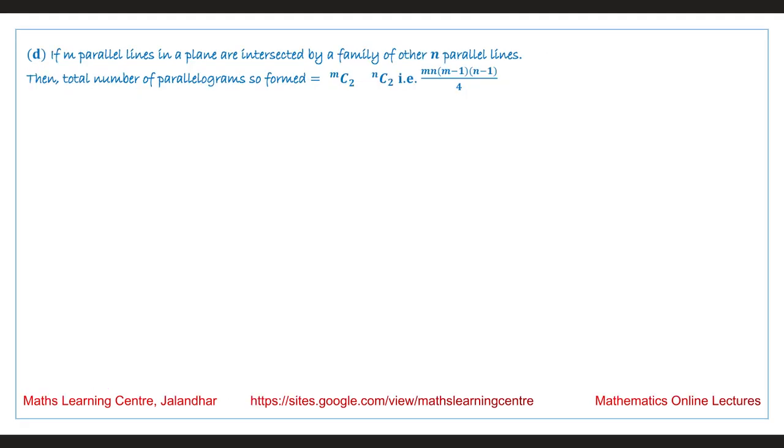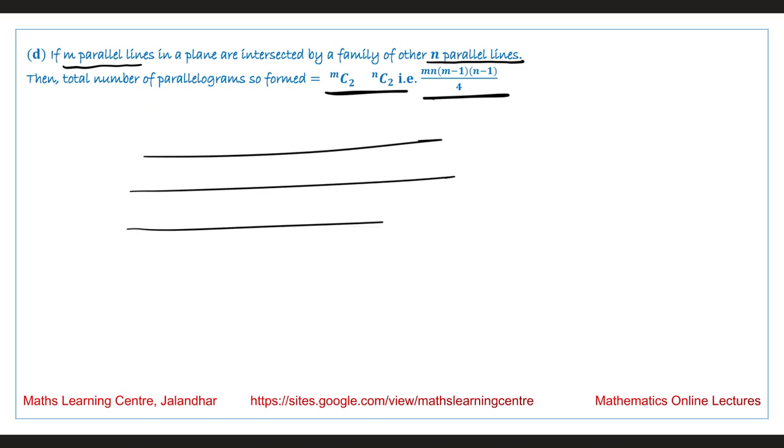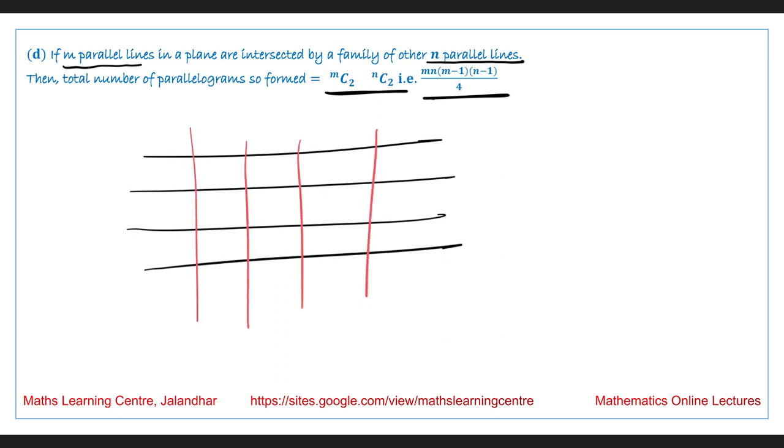Next is, if m parallel lines in a plane are intersected by a family of n parallel lines, then the total number of parallelograms formed is equal to mC2 into nC2. So suppose these are the 4 parallel lines we have, and these are the 5 parallel lines we have: 1, 2, 3, 4, and 1, 2, 3, 4, 5.